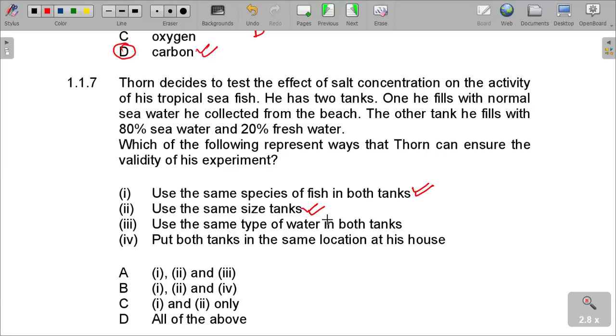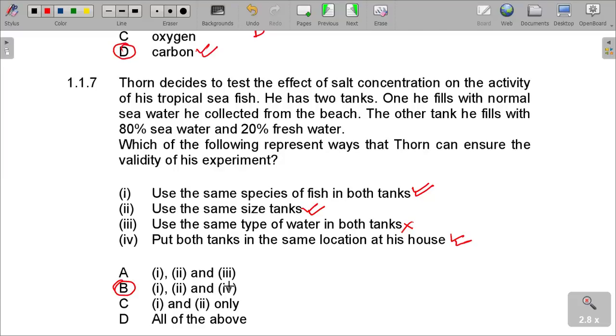Use the same type of water in both tanks cannot be correct in this regard. We cannot say use the same water type because the investigation needs to investigate this. And then put both tanks in the same location at his house, then we can as well say that. So our answer can be B.